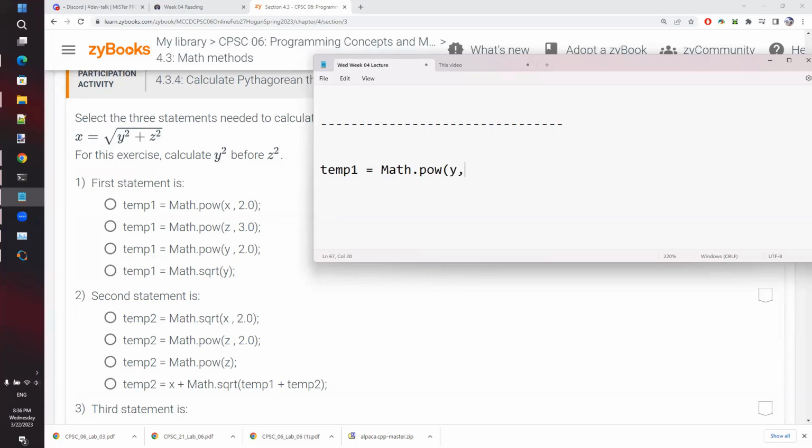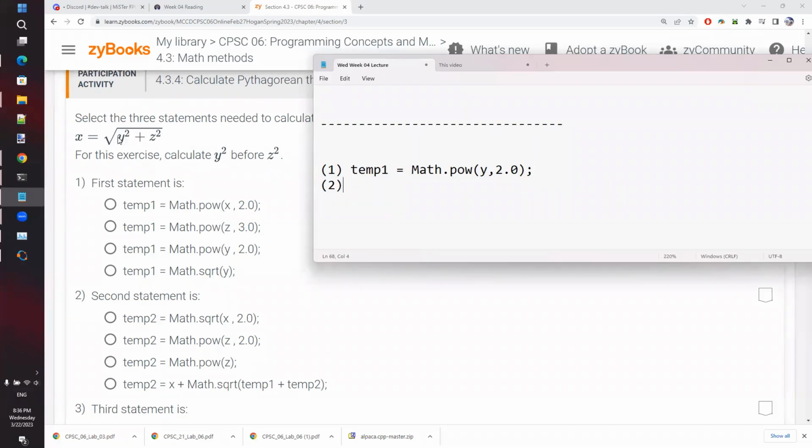It would be y comma 2, right? So we're looking for this. That's the first thing they're going to do. So they're saying that's one way to do it. Do that first. And why are we doing the y squared before the z squared? Because right below this, it says, for this exercise, calculate y squared before z squared. So we did. Okay, so that's the first thing.